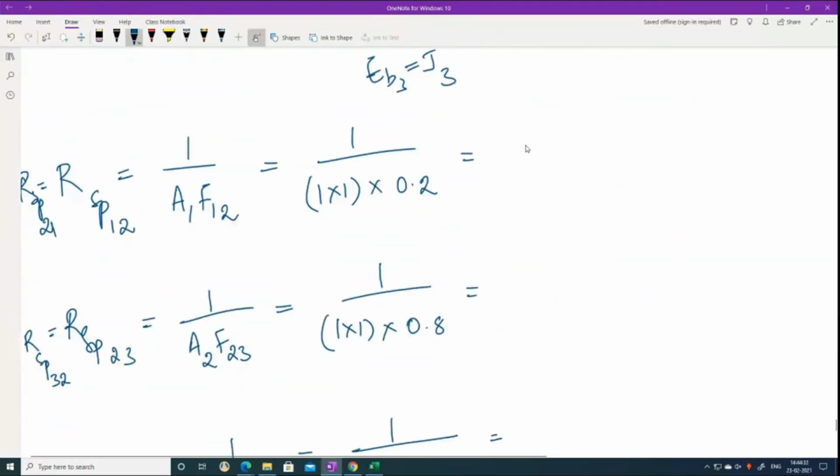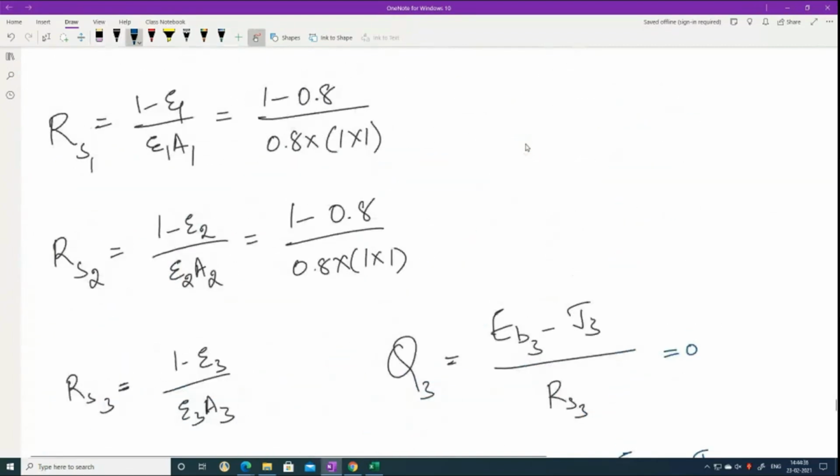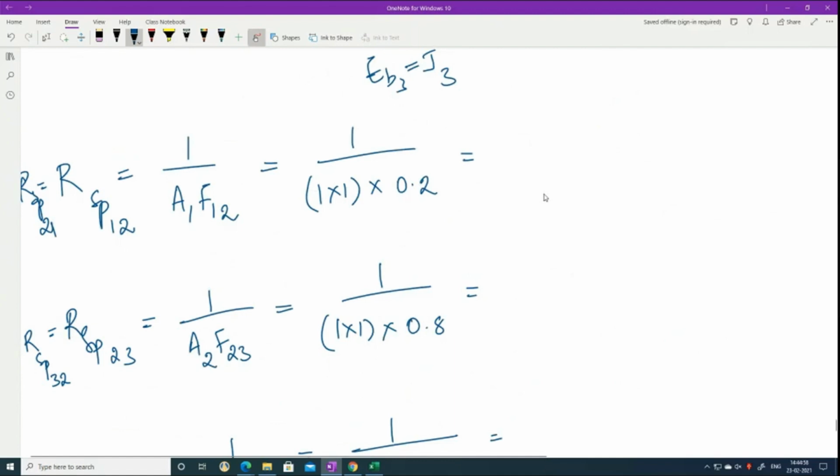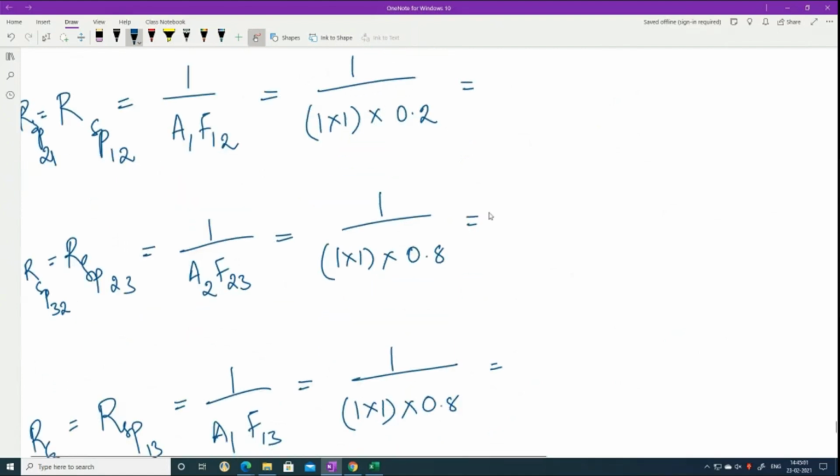So you have all the values with you. Calculate and tell me the values. Tell me RS1, tell me RS2. RS1 is 0.25. RS2? 0.25, same as that. Good. RSP12 is 1 by 0.2, that is 5. And 1 by 0.8 is 1.25, this is also 1.25. So this is the thing.